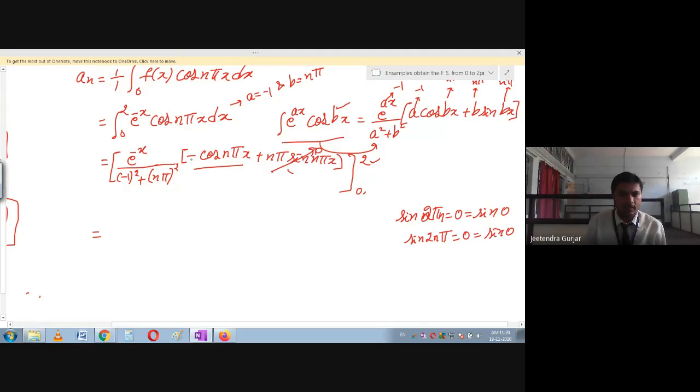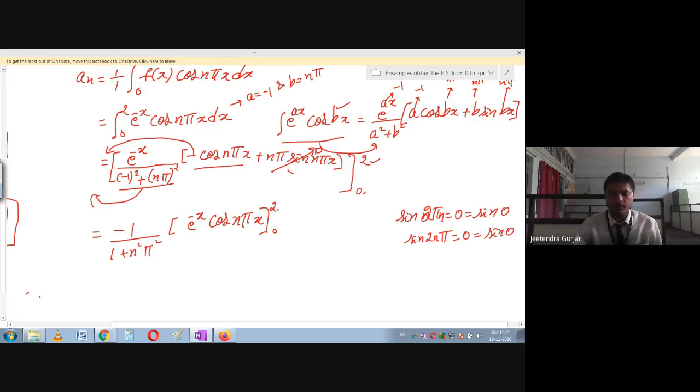So I will take minus outside. Whatever constant terms are there, I will remove outside. Minus 1 I will take, divided by, and this is also a constant, students, so I will remove it outside. So 1 square becomes 1 plus n square pi square. What is remaining is the x terms: e raised to minus x cos n pi x is remaining, from 0 to 2.